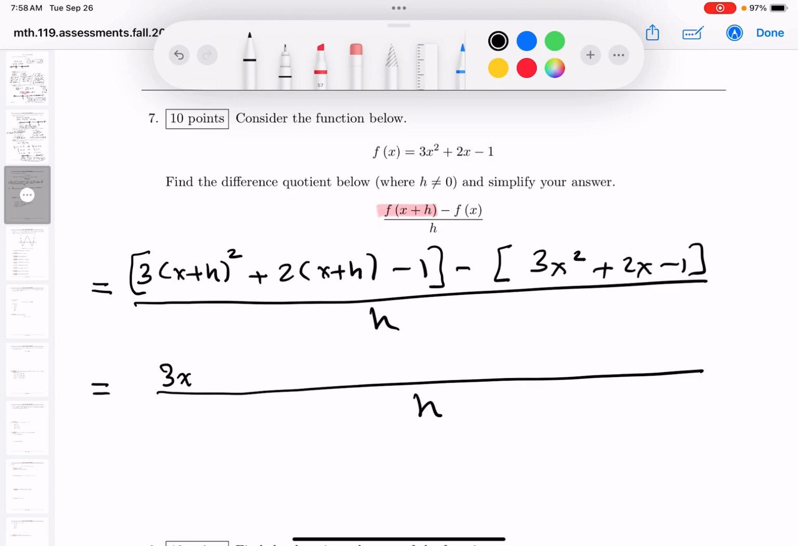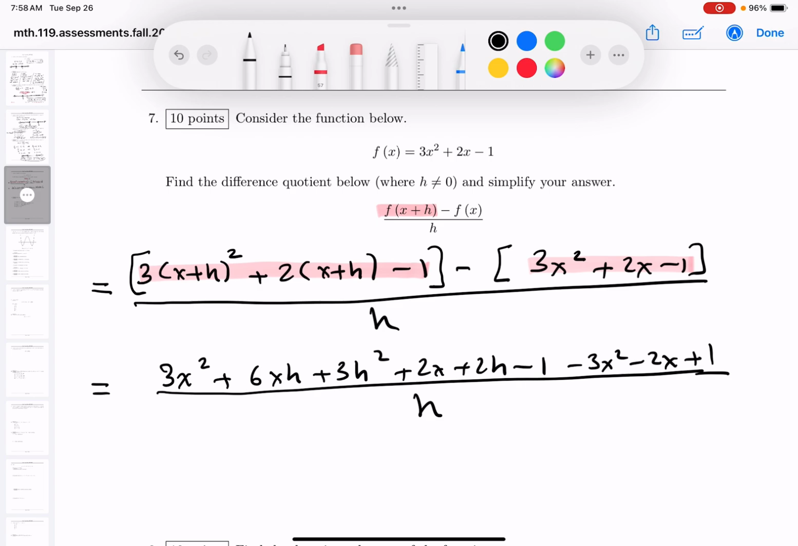You get 3x squared plus, well, x plus h squared is x squared plus 2xh, and 3 times 2xh is 6xh. Then you get h squared times 3, which is 3h squared. Then what do you get? Plus 2x plus 2h minus 1. What did I do there? I simplified this. Let's do the next thing up, which is subtracting away this thing over here. And what's that going to give you? Minus 3x squared minus 2x plus 1.